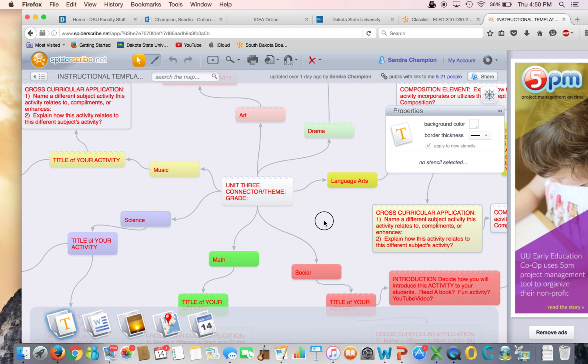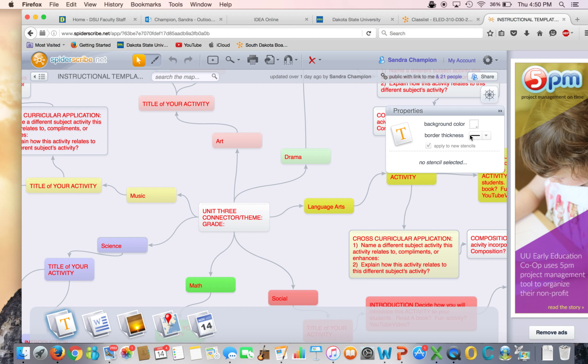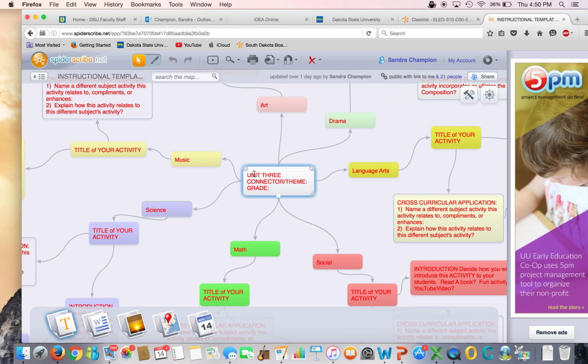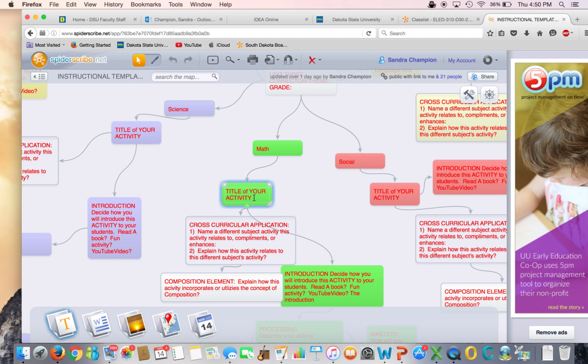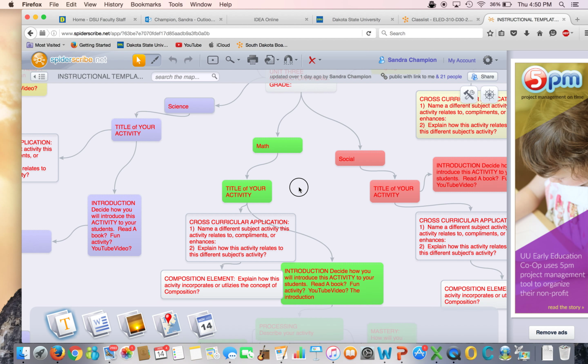So here's the map. I have it here. I'm going to close this out so you can see better. Okay, so you're going to put your Unit 3, your theme, and your grade level right in the center, just like always. Now it spokes out. The first tier are going to be your subjects. Art, drama, language arts, social studies, math, and science. I have a new box for you to put in your title of your activity.